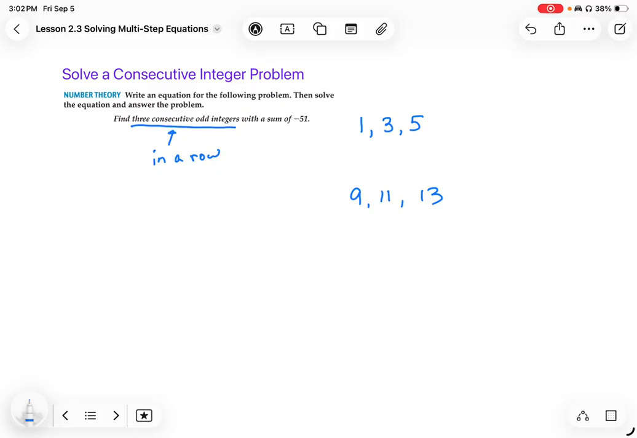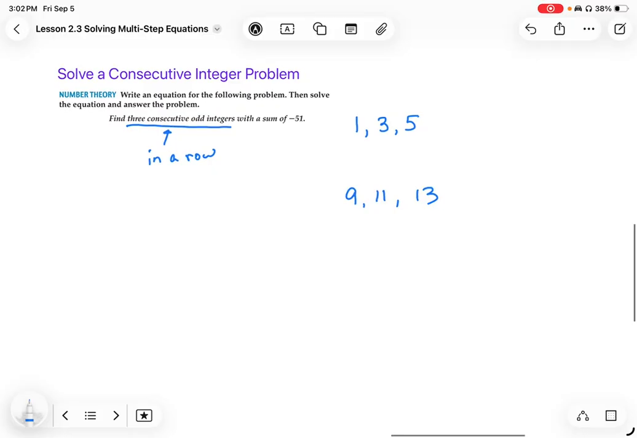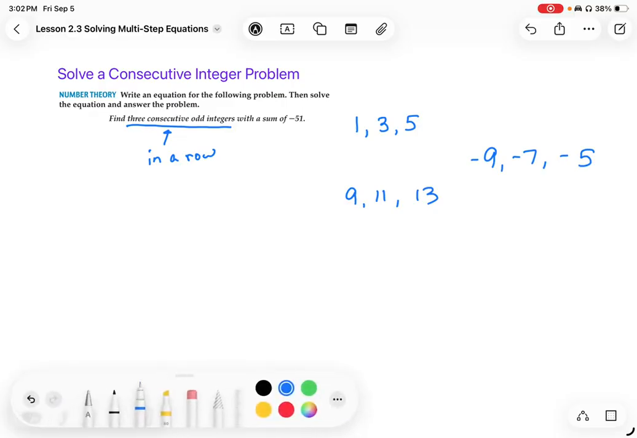Since it says integers, it could be negatives also. So we could have -9, -7, -5. That would also be three odd integers in a row. And what we notice is that these integers are all 2 units apart.